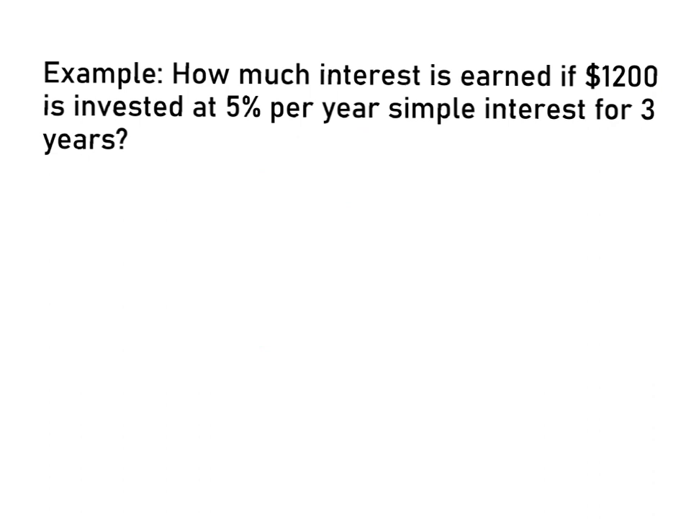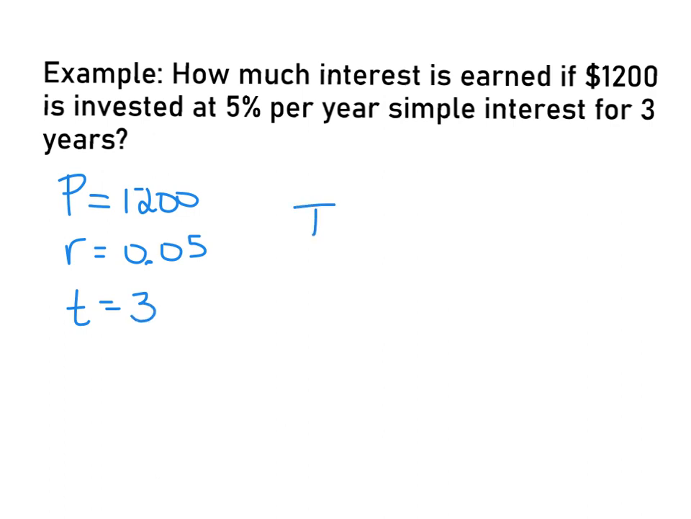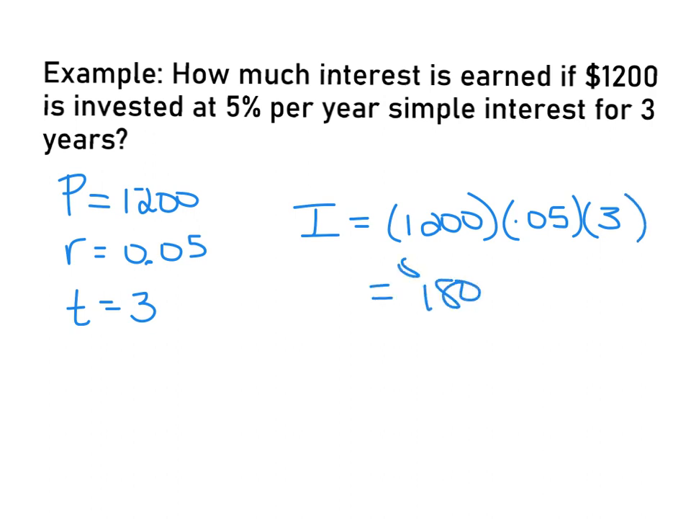Okay, so first example, how much interest is earned if $1,200 is invested at 5% per year simple interest for 3 years? So our P value is going to be 1,200. That's the principal that we're investing. R, the rate, 0.05, because we need them to be decimals. And time is 3 years, so it's going to be 3. So we just plug them into our formula. I equals P times R times T, and we get 180. So after those 3 years were up, you would have an extra $180.